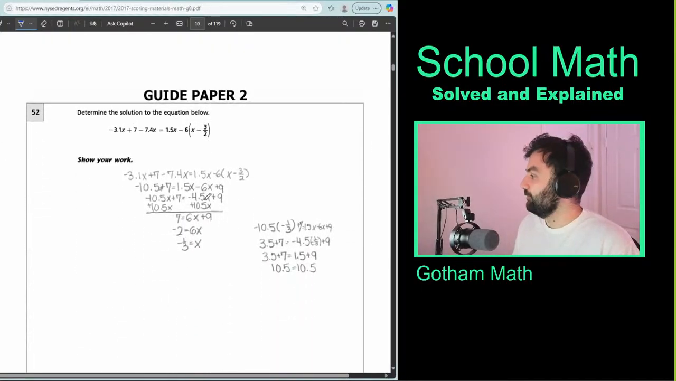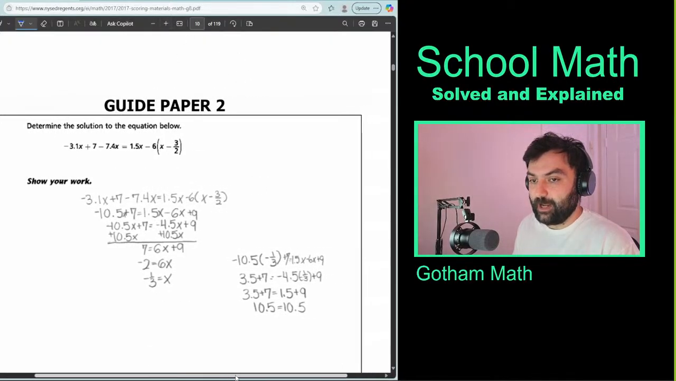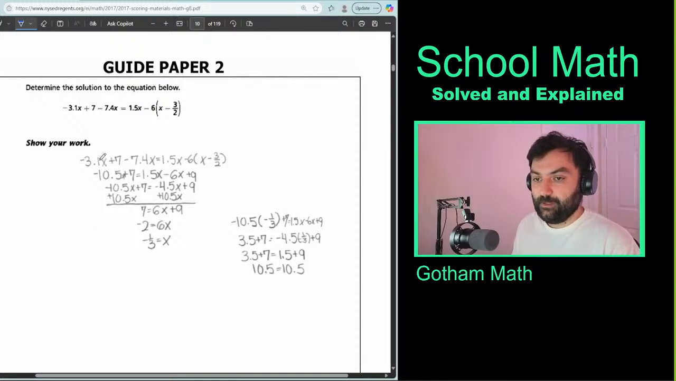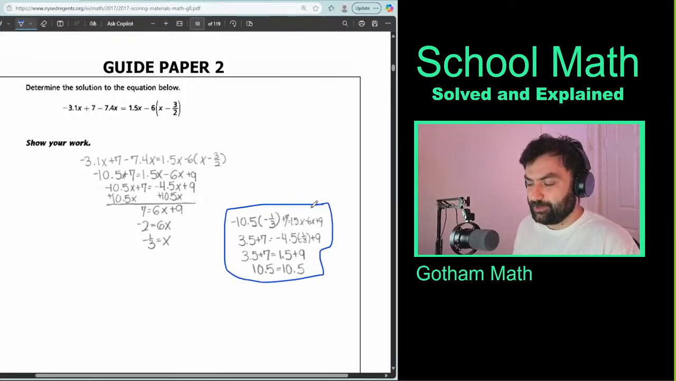All right, so next guy. Rewrote, combined, distributed, balanced, got it right. What can I say? Everything looks good. What is that though? Is that like a side calculation type of thing? Oh, that's checking.